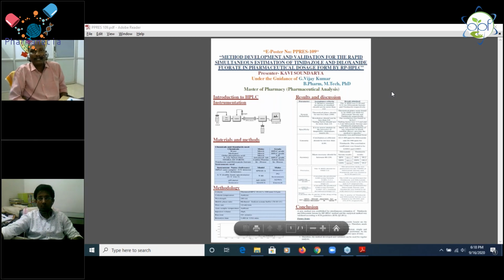Next, how will you calculate the percentage RSD? First, by taking all the areas, suppose I have injected it 5 times, so I will take all the areas. I will calculate the mean. Then I will calculate the standard deviation. So for percentage RSD, standard deviation by mean into 100.